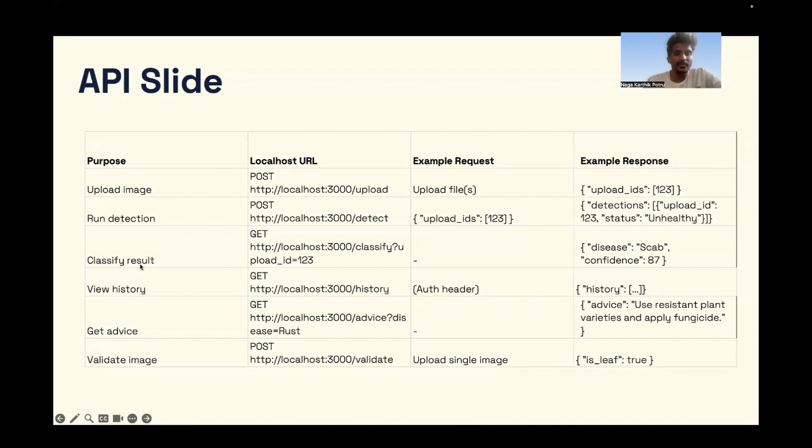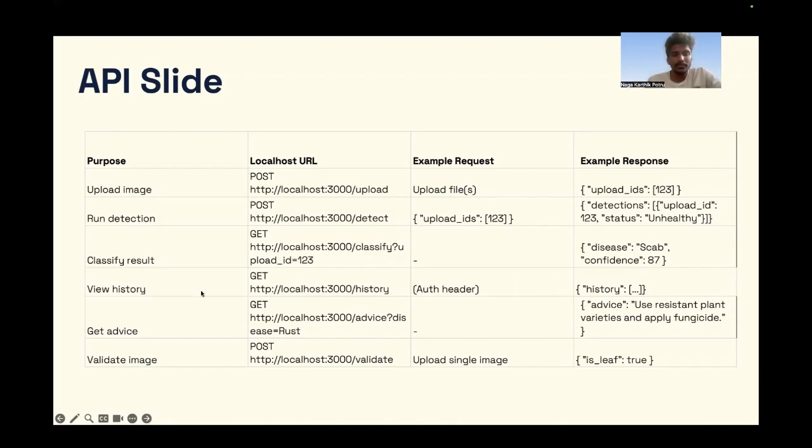And in the third section, it is classifying the result. But this time it is a get request, classifying the result. There will be no example request, but the response will be returned. It will give you a confidence level and what kind of disease it is.